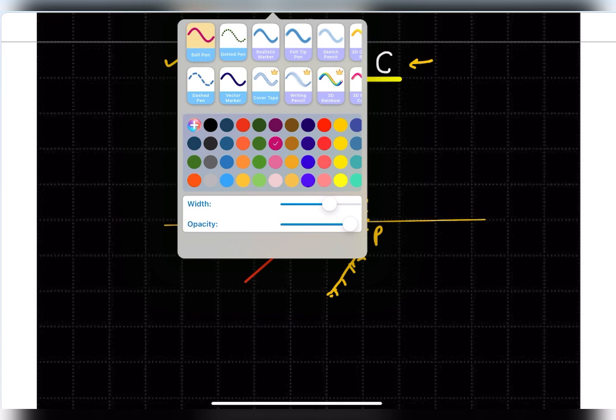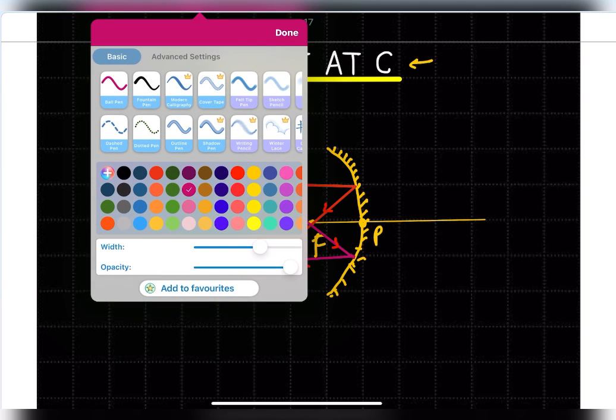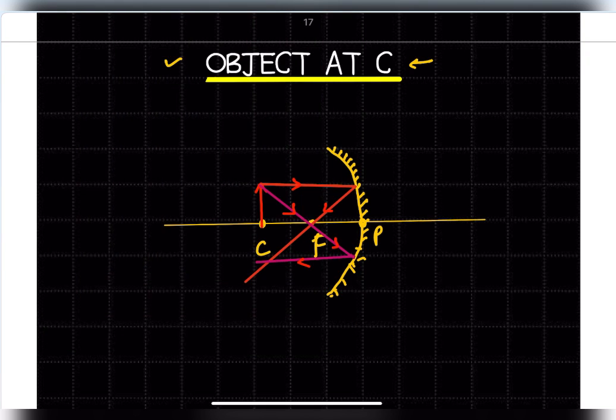Let me change the color so it will become okay for you. Let's say if it pass through focus, what will happen? Then it will go parallel, right? It will go parallel. Got my point? If it is parallel, it will pass through focus. If it pass through focus like this, it will go parallel. So where is my image form? My image is formed here. Can you see this one? This is my image, right? So let's say AB is my object, then A dash B dash is my image.